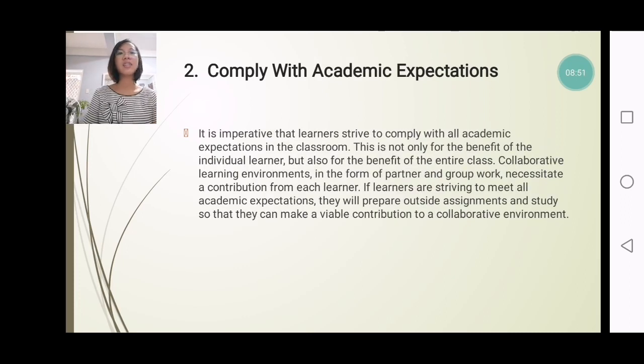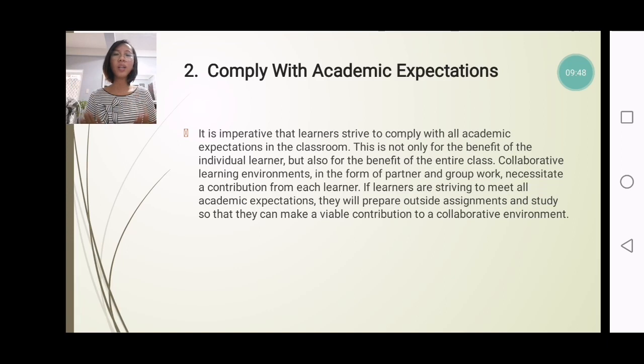So we move on to the second, and that is to comply with academic expectations. A while ago it was more of the behavioral expectations. In here, it is imperative. When we say imperative, it is expected. It should be natural that learners strive to comply with all academic expectations in the classroom. This is not only for the benefit of the individual learner, but also for the benefit of the entire class. Collaborative learning environments in the form of partner or group work usually necessitate a contribution from each learner. And if learners are striving to meet all the academic expectations, then they will prepare outside assignments and study so that they can make a viable contribution to a collaborative environment.